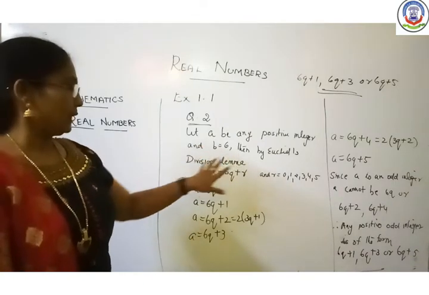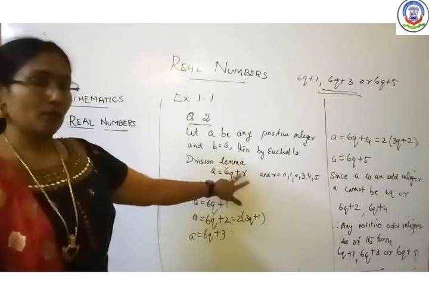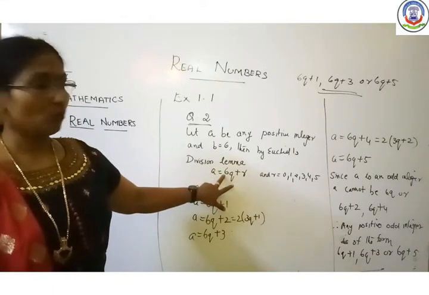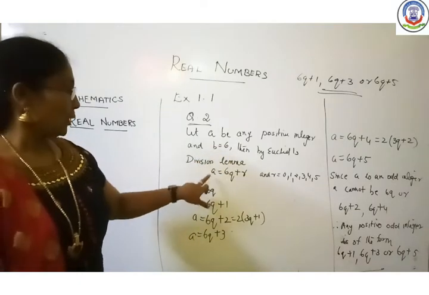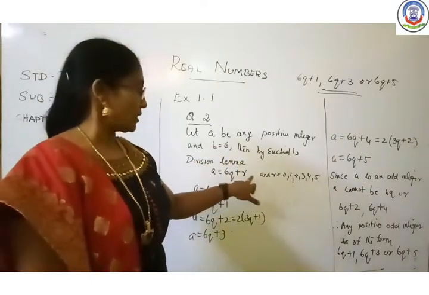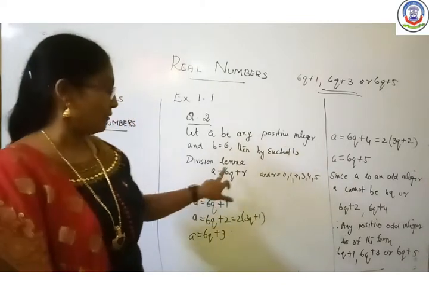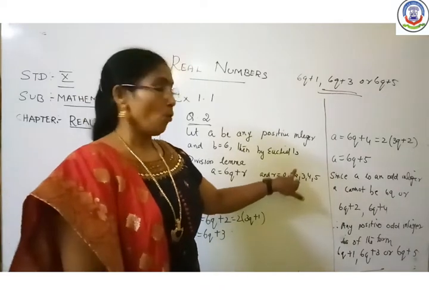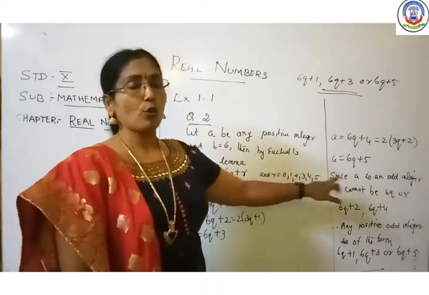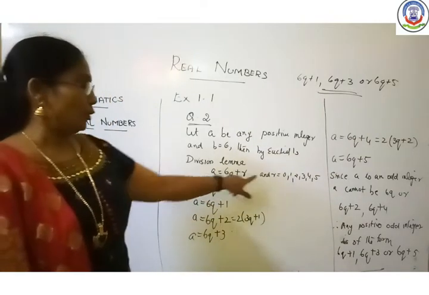So obviously you know Euclid's division lemma, A is equal to BQ plus R. So instead of B, what will you write now? 6, because here we have considered B as 6. So A is equal to 6q plus R. And what are the values for R? You know that if the divisor is 6, the remainder will be 0, 1, 2, 3, 4 and 5. Clear, children?